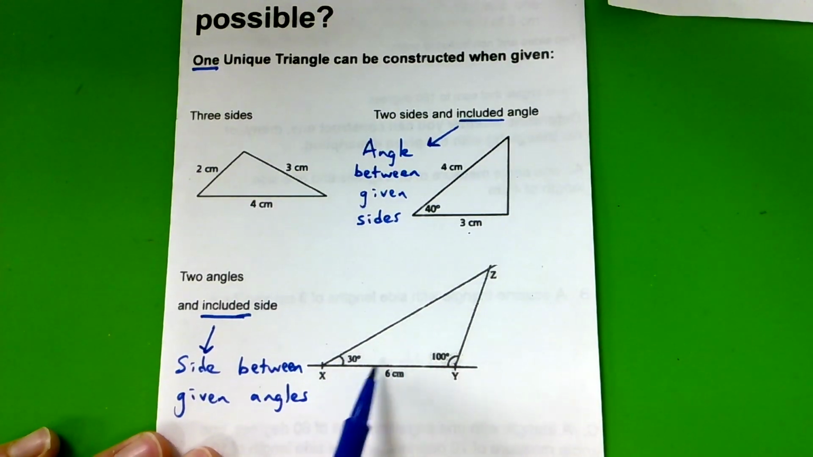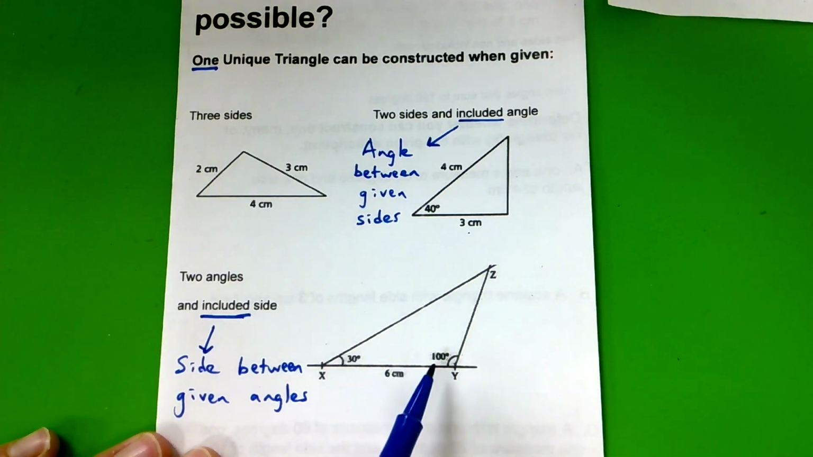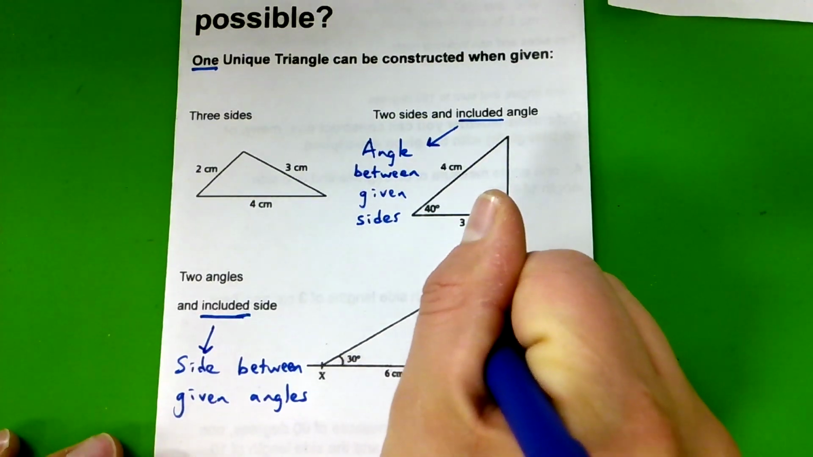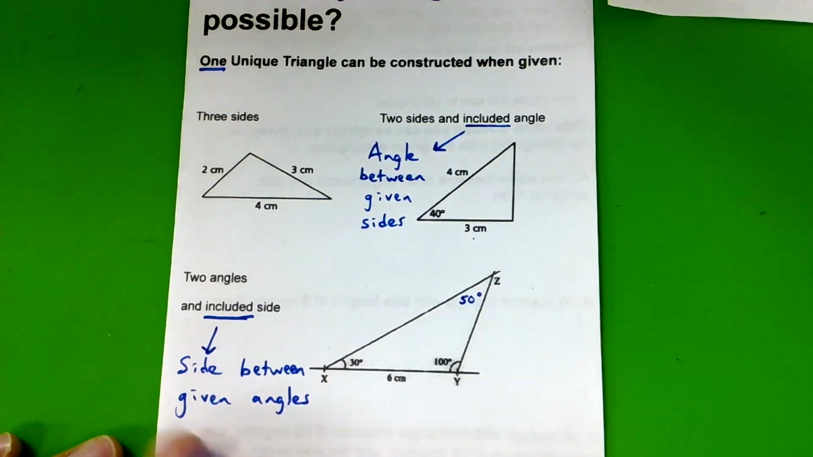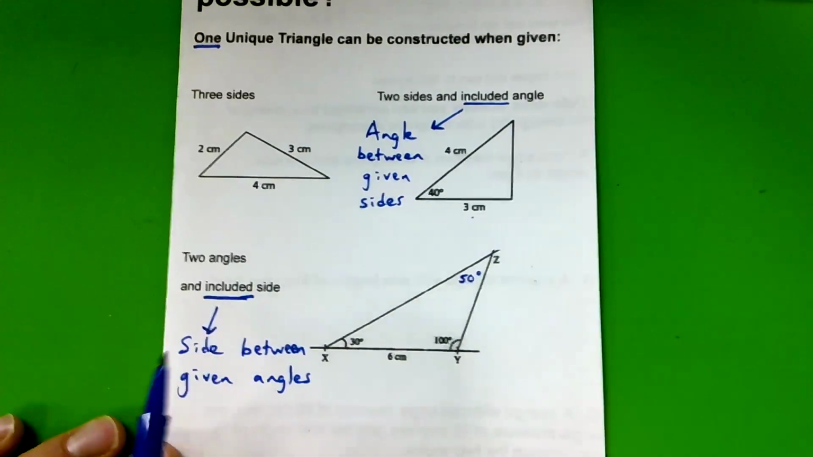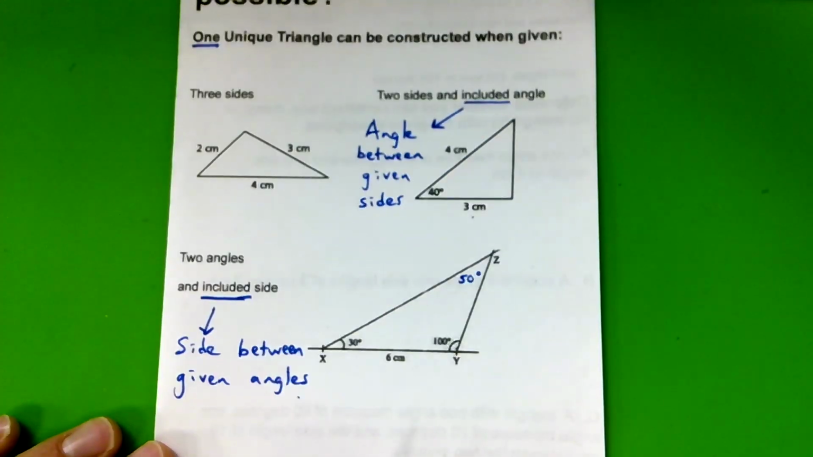And that, in this case, is 6 centimeters. And yes, you can see that it is between 30 degrees and 100 degrees. And there it is, the 6 centimeters. Angle Z, we're going to find out, 100 plus 30 is 130. So angle Z has to make it equal 180. So that'd be 50 degrees. You don't necessarily need to throw that in there, but it's just nice to know. 100 plus 30 plus 50 is 180. Just know that included means it is between either the given angles or the given sides.